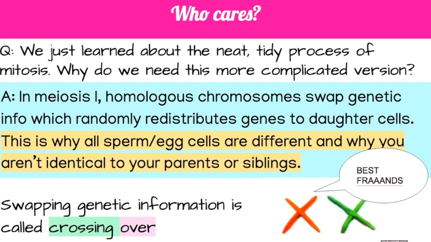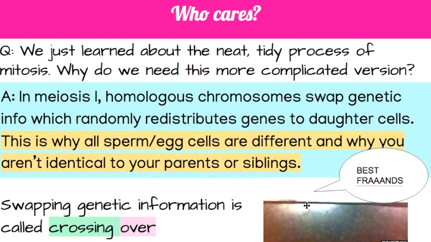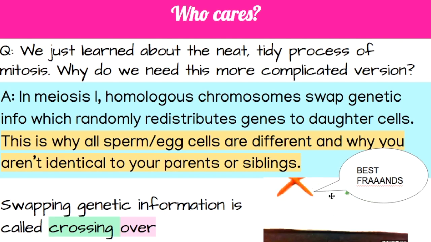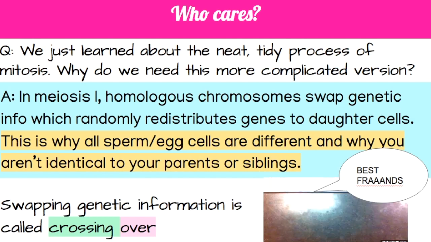Swapping genetic information is called crossing over, and you can see here are homologous chromosomes. They're besties. If it's the gene for eye color, it's on both chromosomes in the same spot. They spend so much time together that they end up switching part of themselves and don't even realize it because they're best friends.